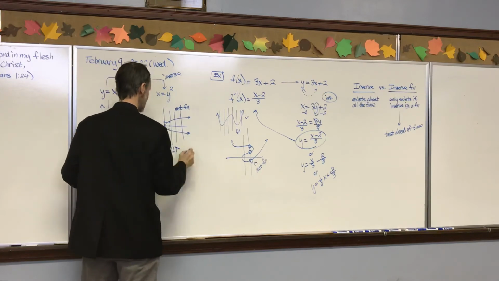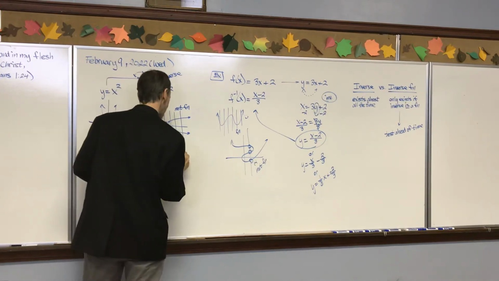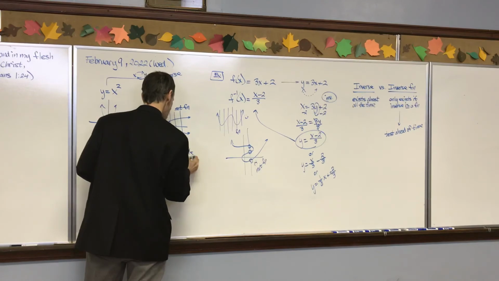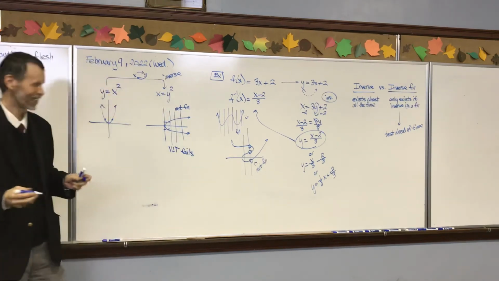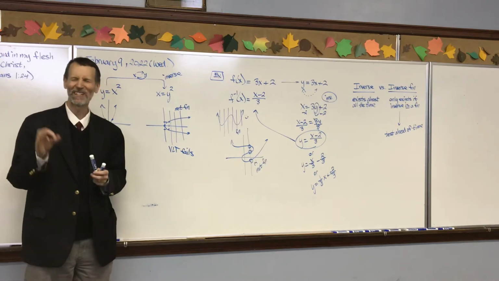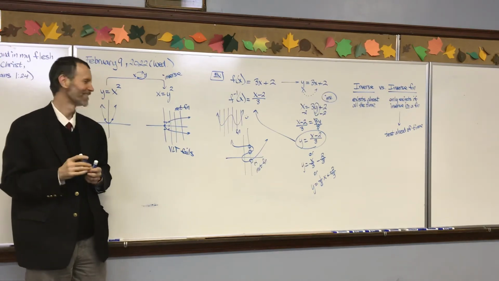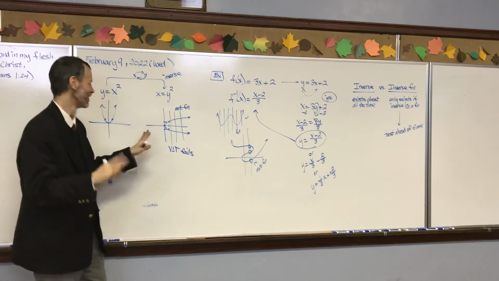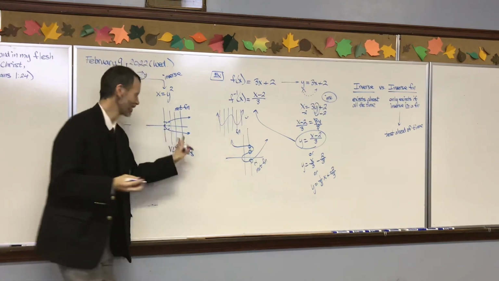The VLT, not to be confused with bacon, lettuce, and tomato, fails. I think veal, lettuce, and tomato or something. Yeah. The veal is nice and lean. So the vertical line test fails.